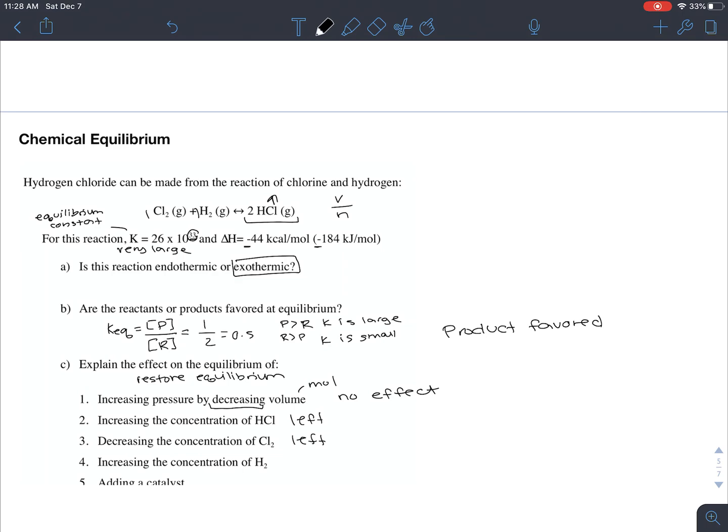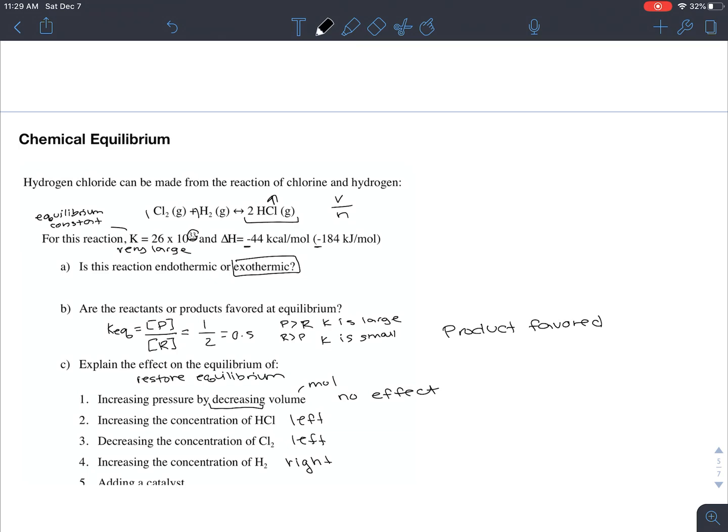Increasing the concentration of hydrogen gas. Now I made my left side heavier. I made the molecules on the left side bigger. So you have to think about it like this. Because equilibrium always wants to become restored, those molecules now are going to work so much harder to decompose back to the product, so the equilibrium shifts right.